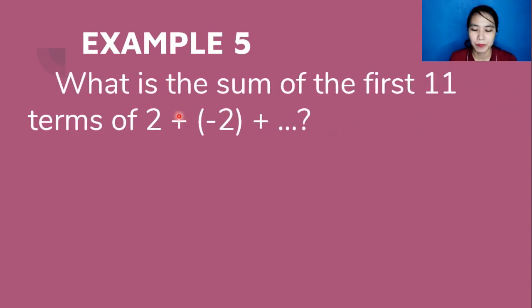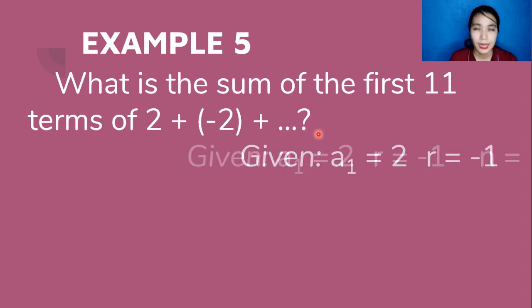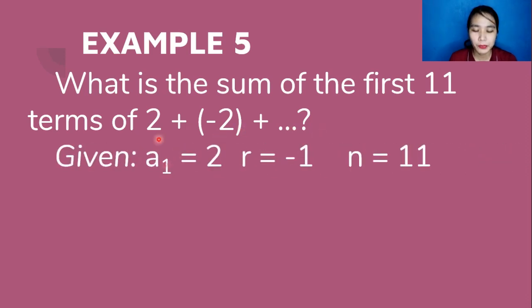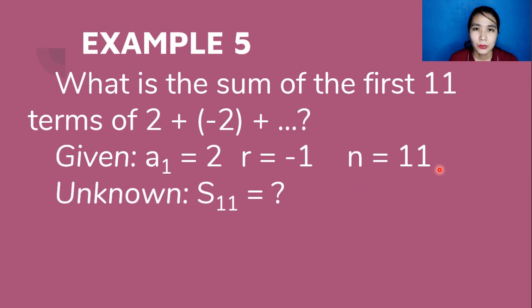Example number 5. What is the sum of the first 11 terms of 2 plus negative 2 plus so on and so forth? Our given is, we have the first term, a sub 1, which is 2. Our r is negative 1, because negative 2 divided by 2 is negative 1. And our n is 11. In this case, we have an odd value of n. We need to find the s of 11.